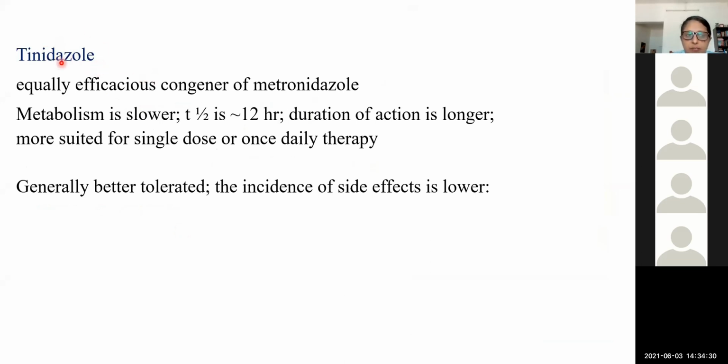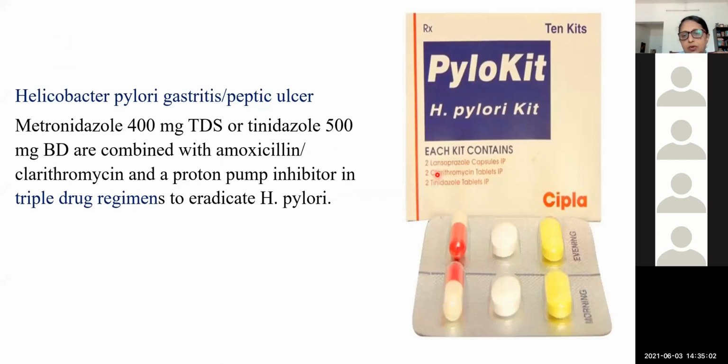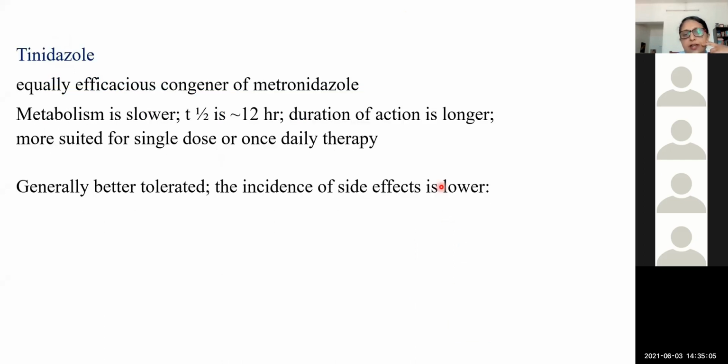For this also there are not many points. Tinidazole is again a congener of metronidazole. For metronidazole the half-life was 8 hours, but here it is 12 hours. So the duration of action is longer. We have seen metronidazole given BD or 3 times daily, but tinidazole can be given as once daily therapy. And tinidazole is better tolerated, and side effects are lower. That is why in the kit also I have shown tinidazole. It has fewer side effects.